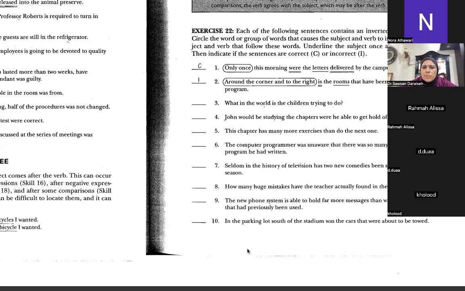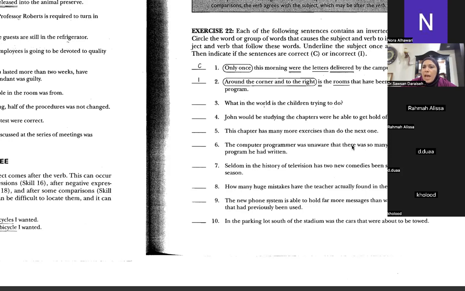The computer program was unaware that there was so many mistakes in the program he had written. So many is plural, was is a singular verb. We should change was to were. Correct, because we do have inversion. It's fine, no problem with the inversion.